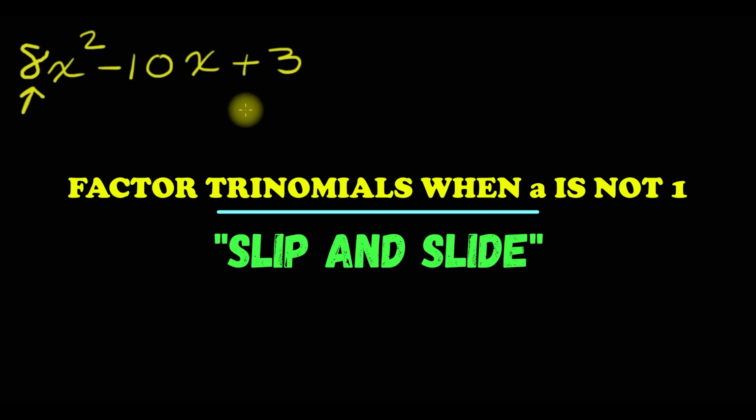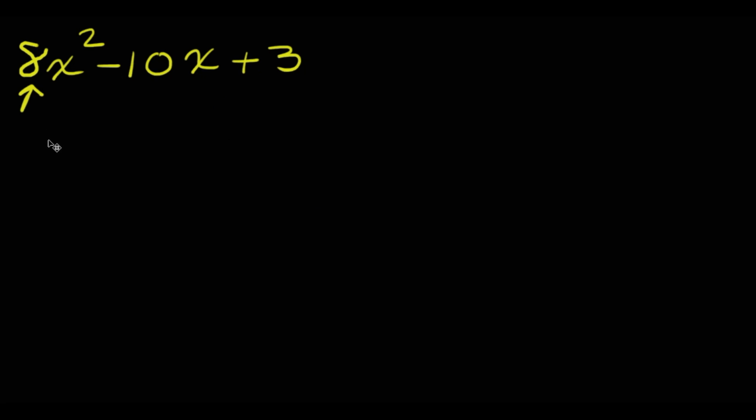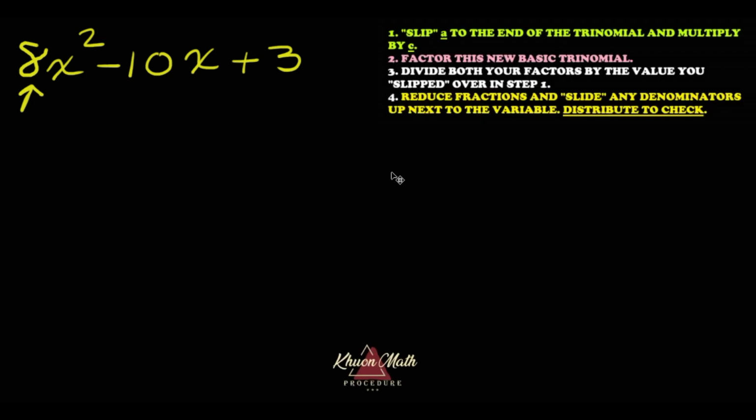Okay, now I have a video on how to factor similar trinomials using the AC method, and you can find the video on my channel. Now we have a procedure of how to factor this using the slip and slide method, and here it is. Here's the procedure. So it has 4 steps. Step 1 is to slip A to the end of the trinomial and multiply by C.